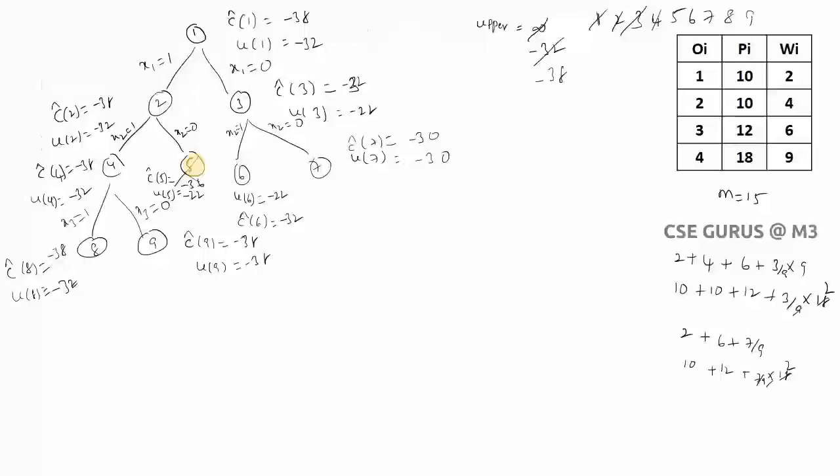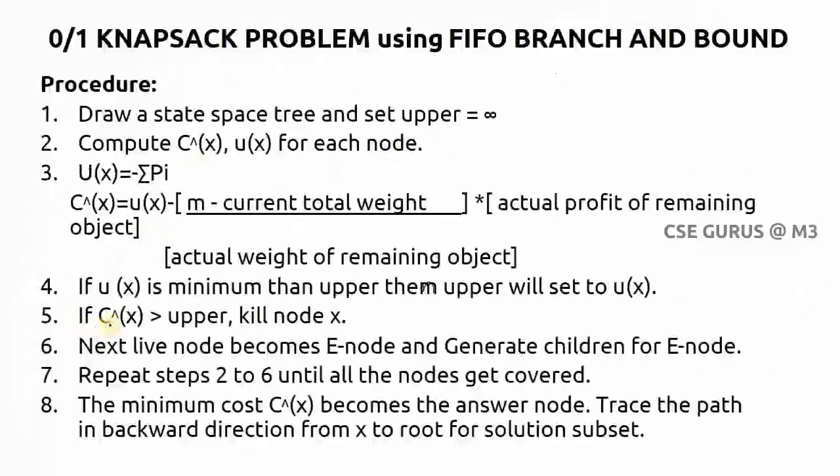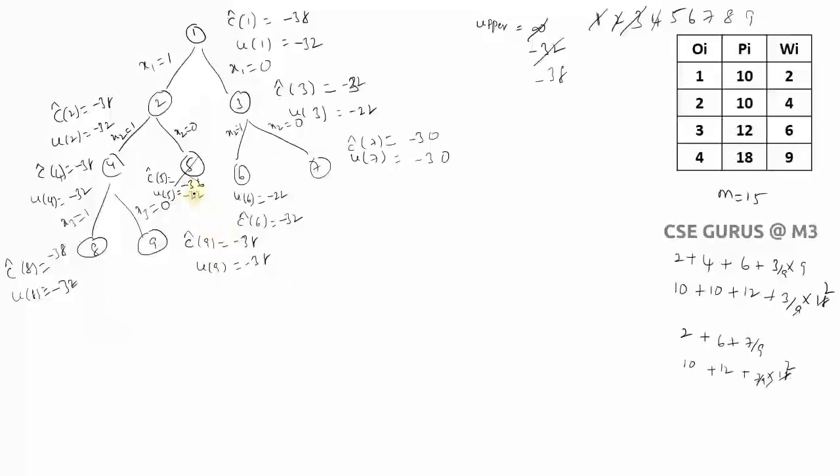You can see in our steps also, if c cap of x is greater than upper, kill the node x. So I am checking here for node 5, minus 36 is greater than upper. That's why I am killing the node 5 without generating its children. Now if you go to the next E node 6, what is the c cap of 6? Minus 32. It is also greater than upper. So killing the node 6 without generating its children. 7 is also, so minus 30, of course greater.